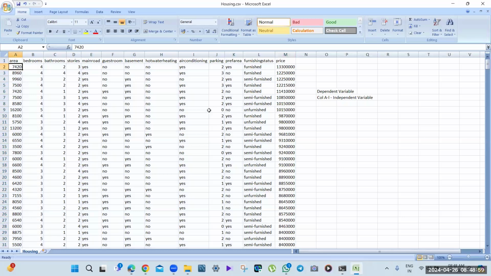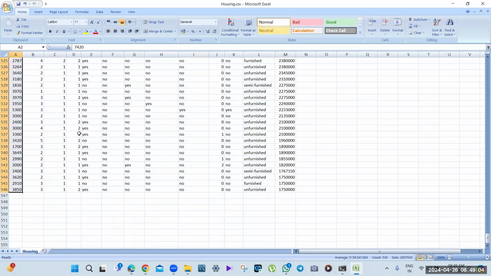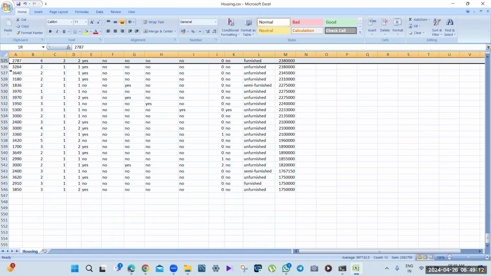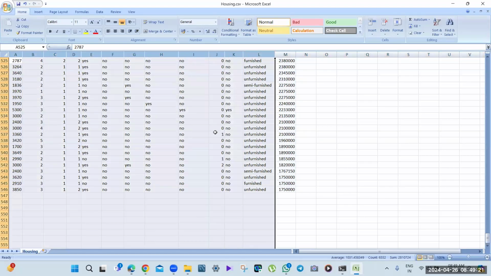So let's say how many data it has. This has 545 rows, right? So let's say I build a regression model based on these 545 rows. Now my model will be able to understand, okay, these columns from A to L are somehow playing a role to calculate the column M.